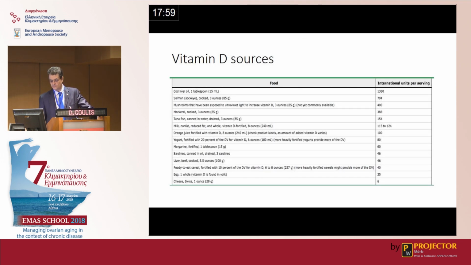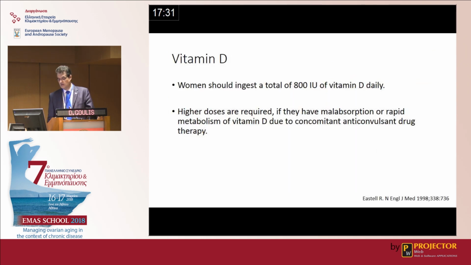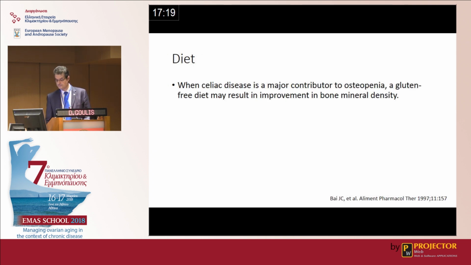The same is true more or less for vitamin D. On top of the sun, there are very strange sources of vitamin D, such as cod and salmon, and my top 10 list would be something like this. Orange juice actually is a very good source for both calcium and vitamin D. Otherwise, you need fortified food, such as fortified cereals, in order to have the appropriate amount of vitamin D. Women should ingest a total of at least 800 units a day, and a higher dose may be required if we have conditions such as malabsorption.